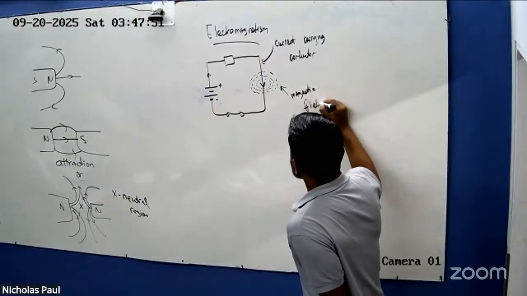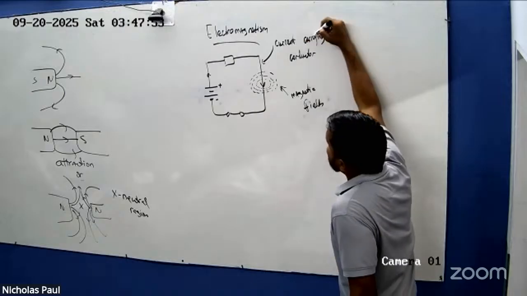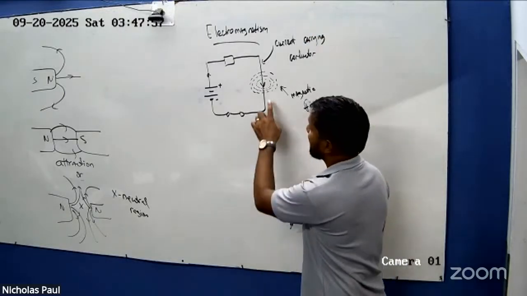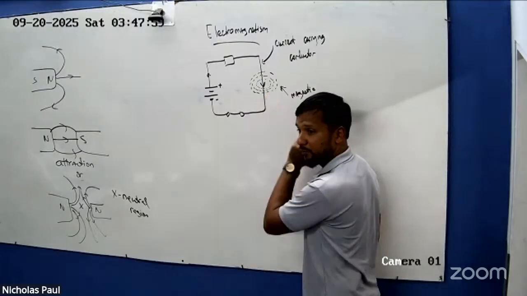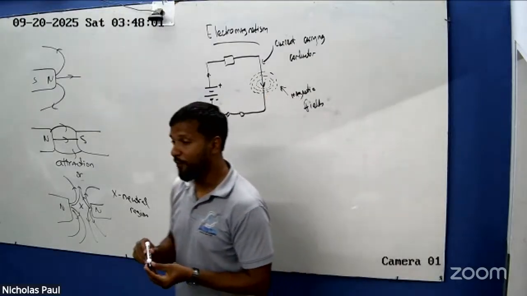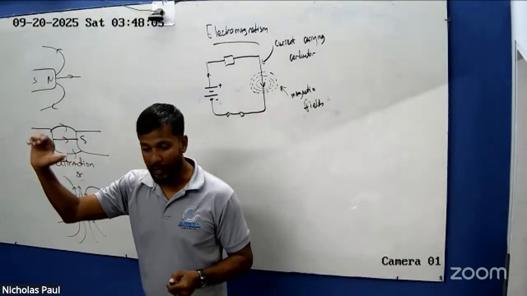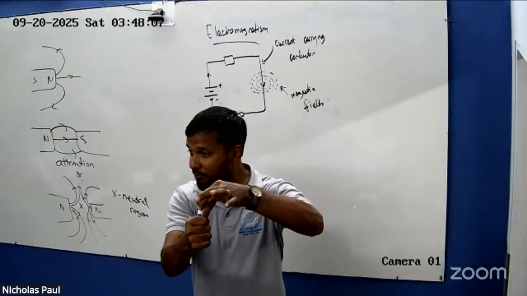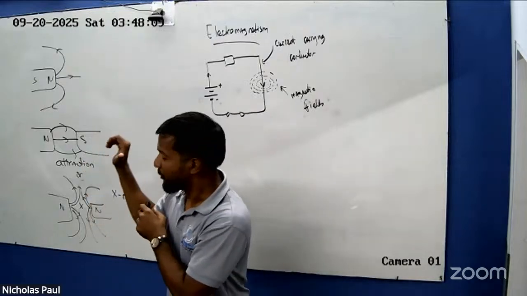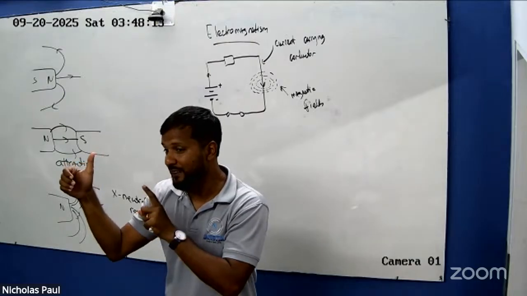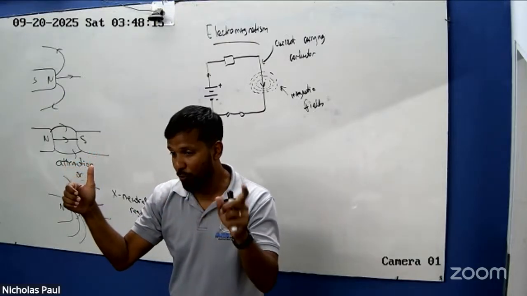So what does that mean? A current carrying conductor has a magnetic field. But you'll notice there are no field lines here. So that will take us to our first rule. The right hand grip rule. Imagine you're gripping something, right? And you're using your right hand. This is the first rule that we're going to learn. Your right hand grip rule.